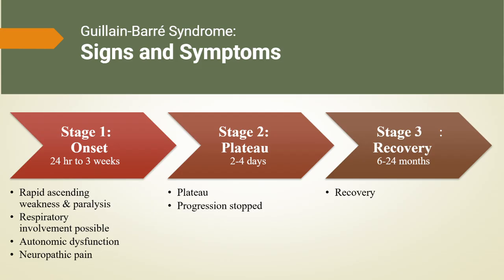Because the respiratory muscles can be affected, patients may feel short of breath or notice trouble taking a deep breath. During this stage, we must pay close attention to signs of respiratory compromise because this is when ventilatory support may become necessary. The autonomic nervous system can also be involved during stage 1.